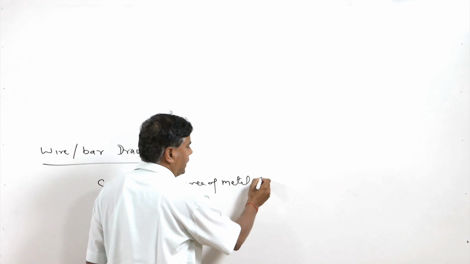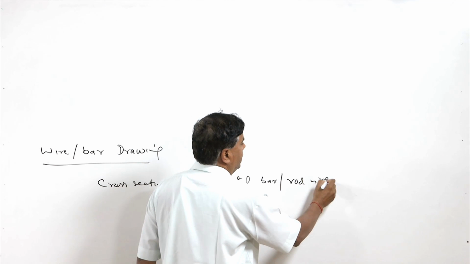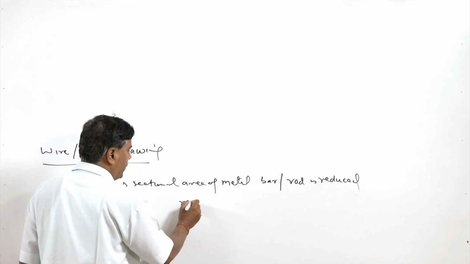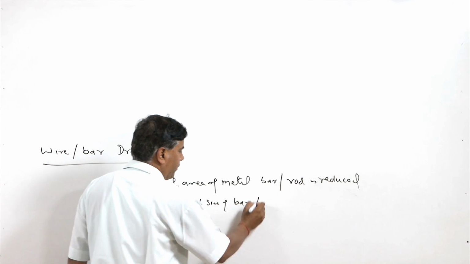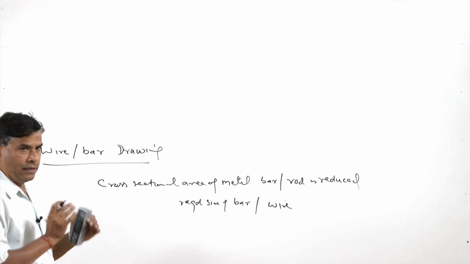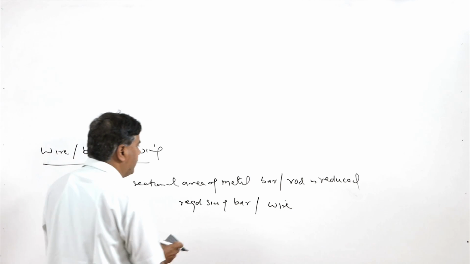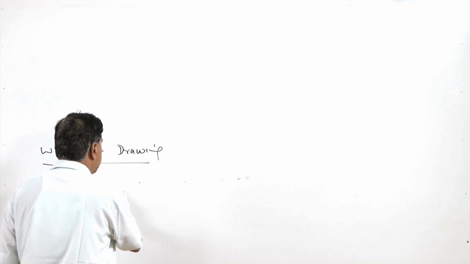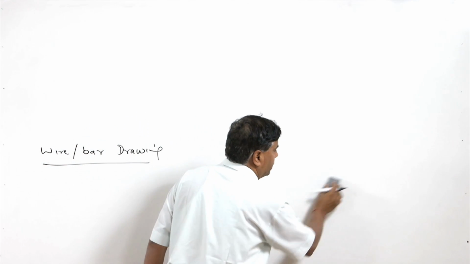metal bar or rod is reduced, so that we can get the required size of bar or the required size of the wire. So, basically in this process the cross sectional area of the metallic bar or rod is reduced in order to get the bar of the desired diameter or cross sectional area.